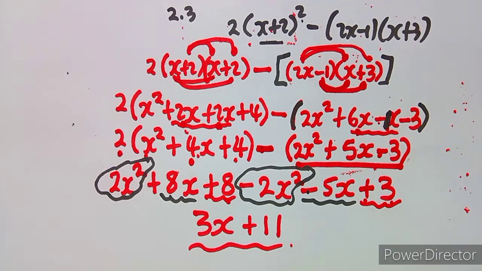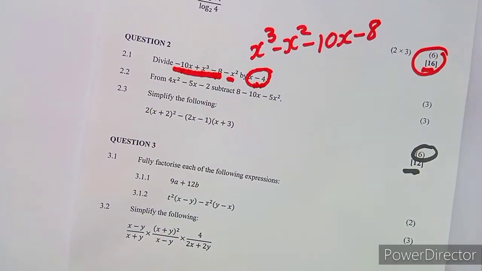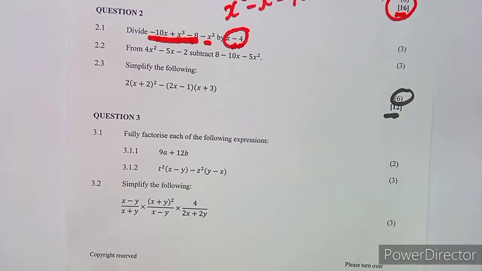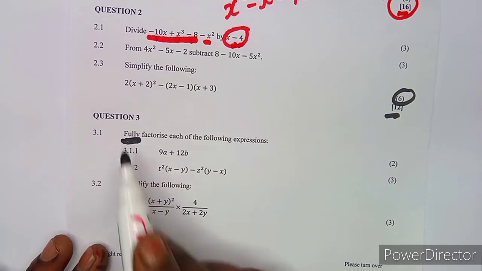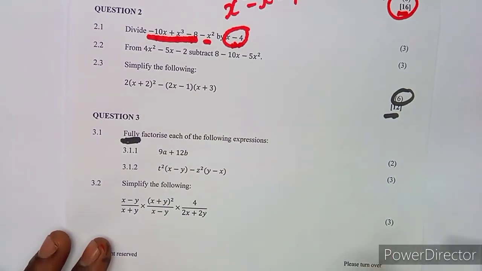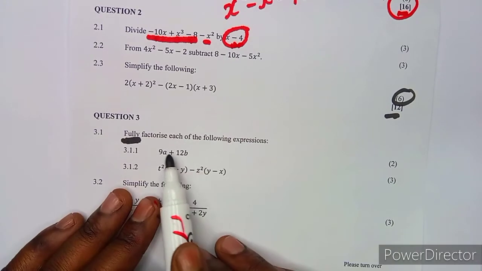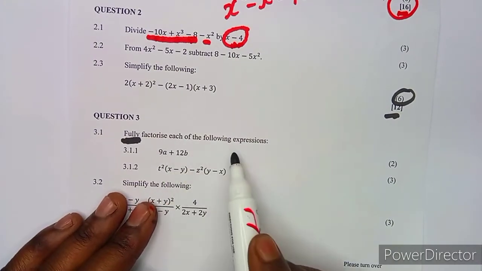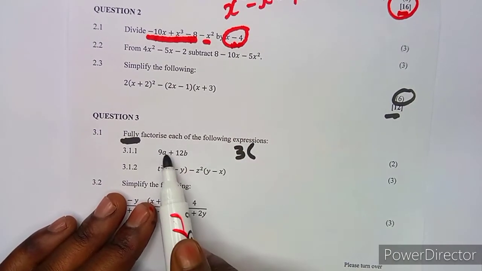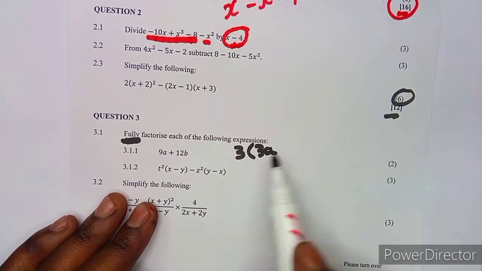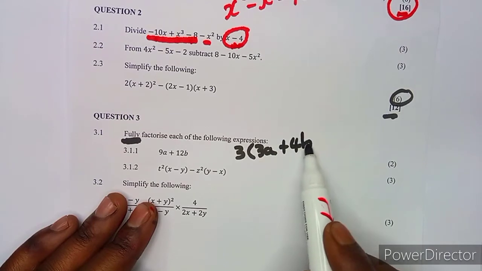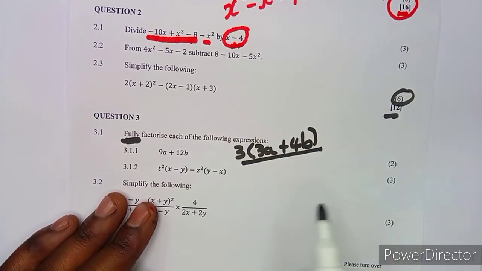All right, so that's what we had, guys, and you can move on to another part, which is item 3, on 3.1, factorize. Fully factorize each of the following expressions. So this one, guys, as you can see, is direct. It's 3 which is common here, so you can factor out 3. That's 9 divided by 3, which is 3a. 12 divided by 3, which is 4, but there is b, so it's going to give us this. So this one is fine.